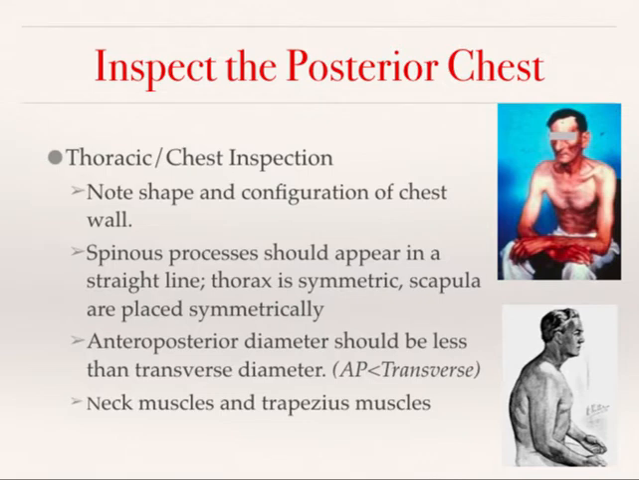For inspection of the posterior chest, like I said, you are going to look at the shape of it, the configuration of the chest wall. Does it look even? Is it symmetrical? Do they have normal inspiration and expiration? Is it all going together? Like I said before with COPD, the AP diameter, the anterior posterior diameter, becomes closer to 1:1 versus a more oblong chest, essentially. So they get that barrel chest.